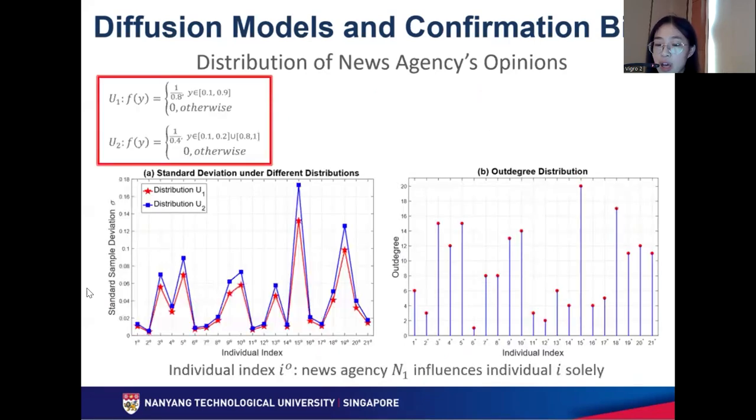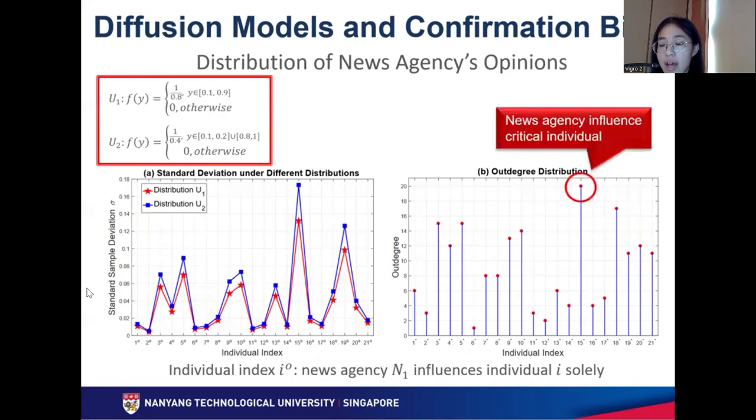So it means that when we influence one user, it will impact the other users after a period of opinion evolution, and it will change the existing curve, the existing users' opinions. Of course, the order of the influence on the users will not change among the two different distributions here.